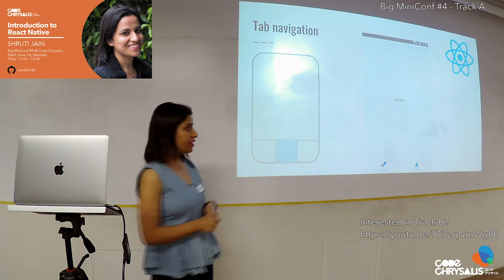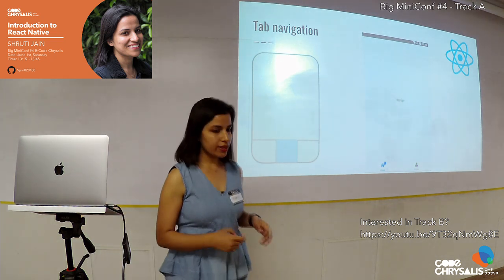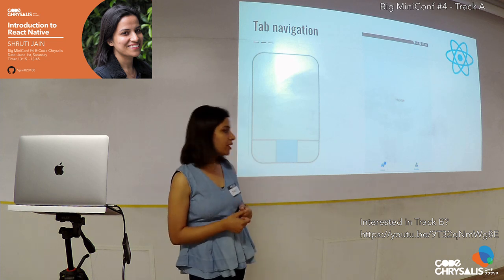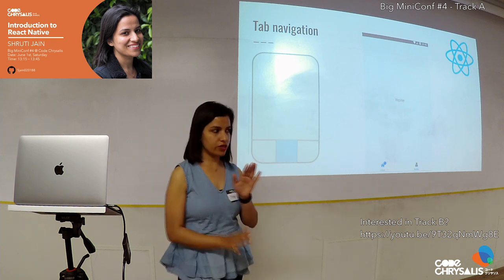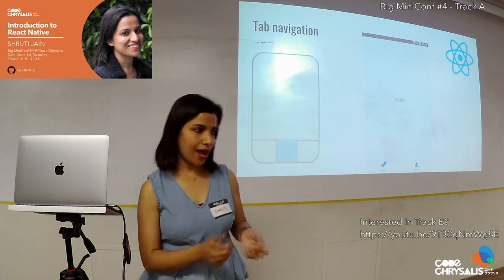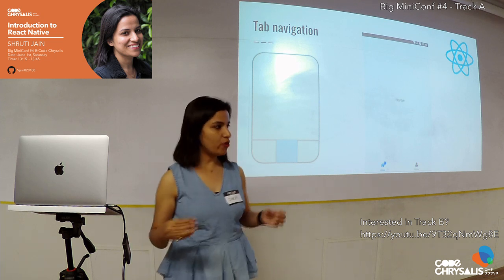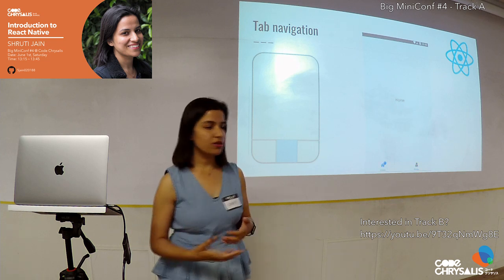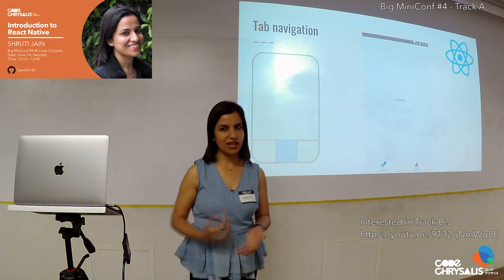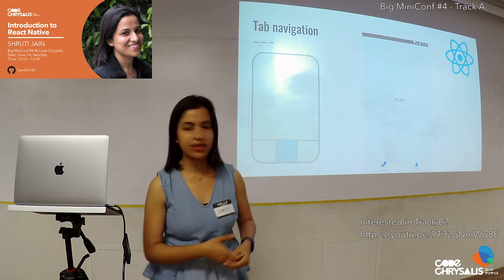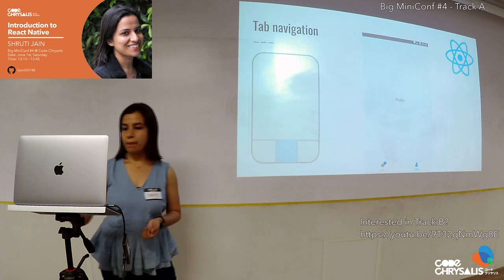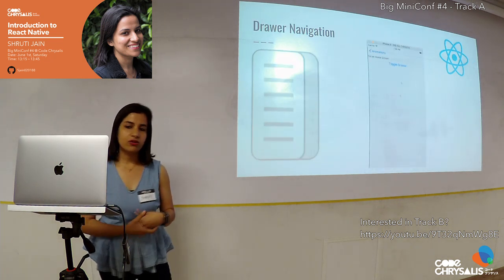Next is tab navigation. What exactly is tab navigation? In this case all the screens are actually loaded, but you can move from one screen to another using the tabs, which are mostly at the very bottom of the screen, and this is I think most common. You can see it in Facebook and LinkedIn, and I think many apps use this tab navigation these days.